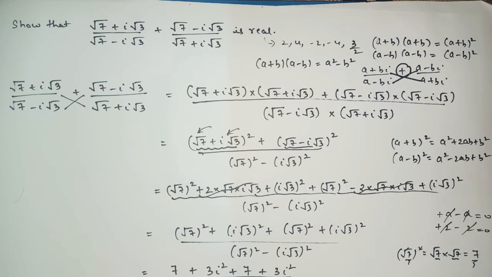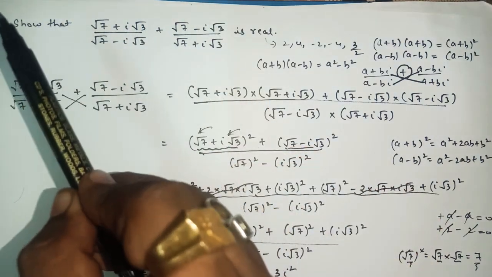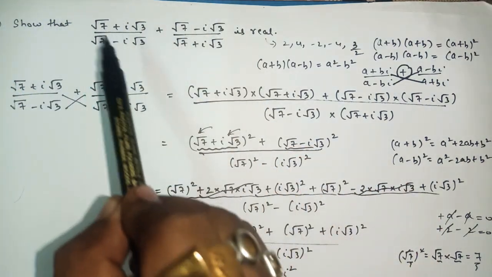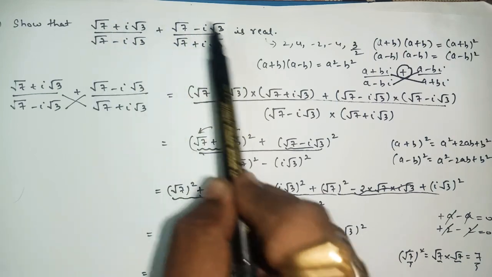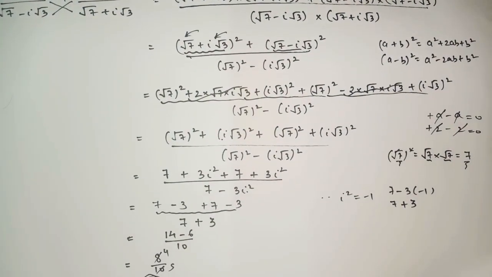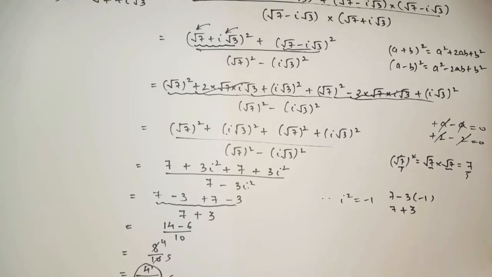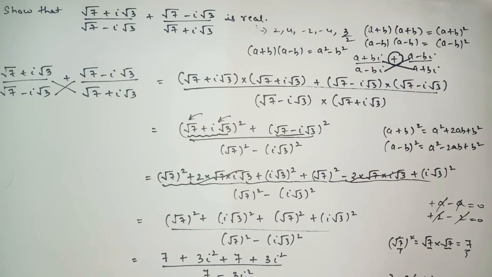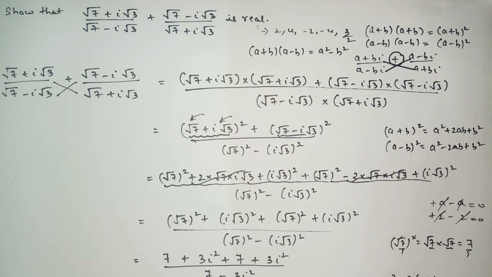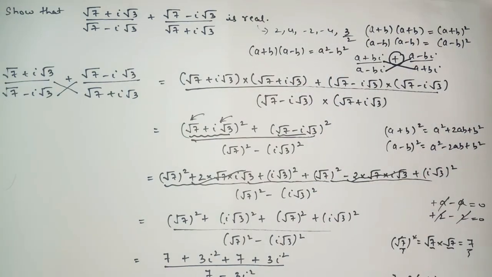know that any number without i is known as a real number. As in this sum, it said that we have to show that the final answer should be a real number. Clearly we can see the final answer as 8 upon 10. After we reduce the number, we got 4 upon 5, and 4 upon 5 is a real number. What are the real numbers? In simple language, real numbers are numbers without i, or else numbers containing positive numbers, negative numbers, or fractions also.